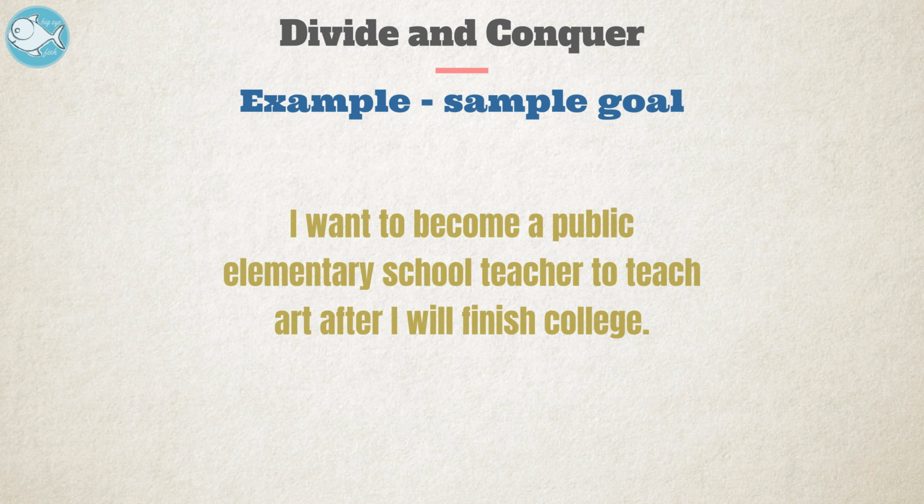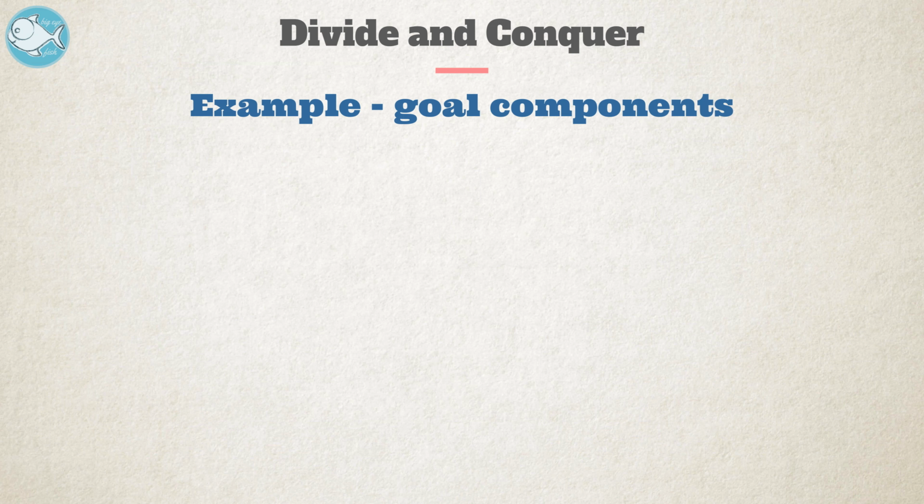Say I want to become a public elementary school teacher to teach art after I finish college. As a reminder, the more detail you provide, the easier it will be to plan out. To have an easier start, let's look at some requirements. To become a public school teacher, from where I live it requires a teaching credential in addition to a college degree. So I will add a sub-goal for getting a teaching credential.